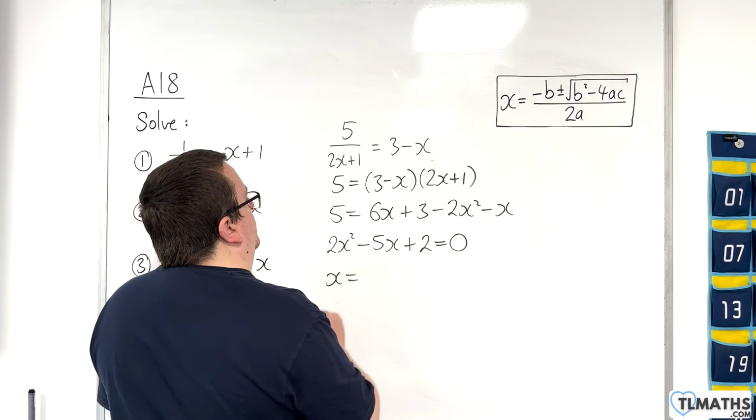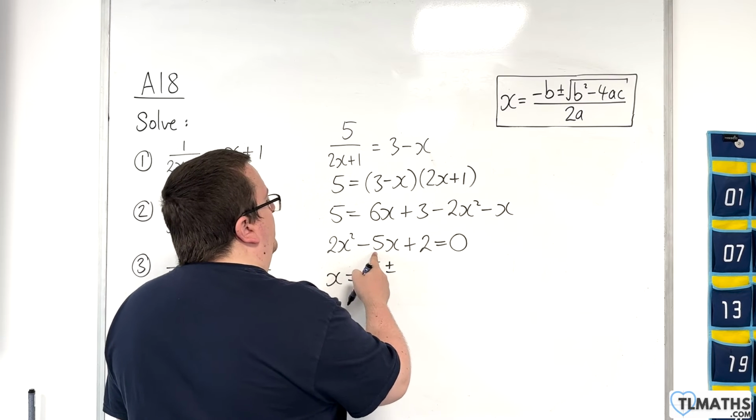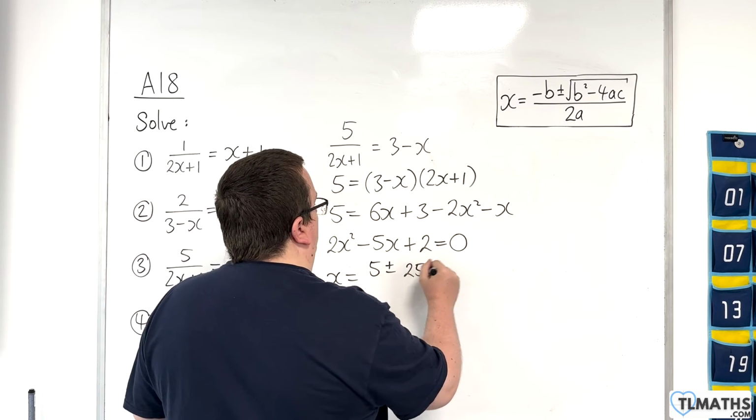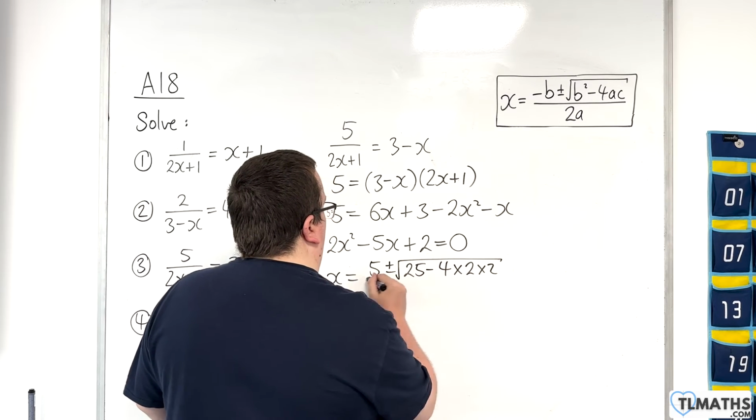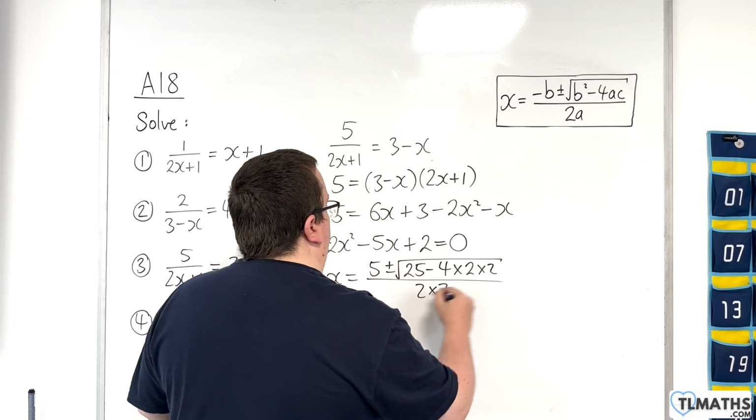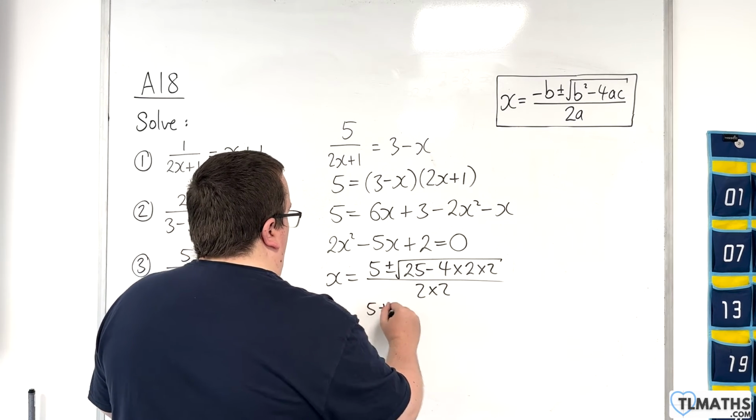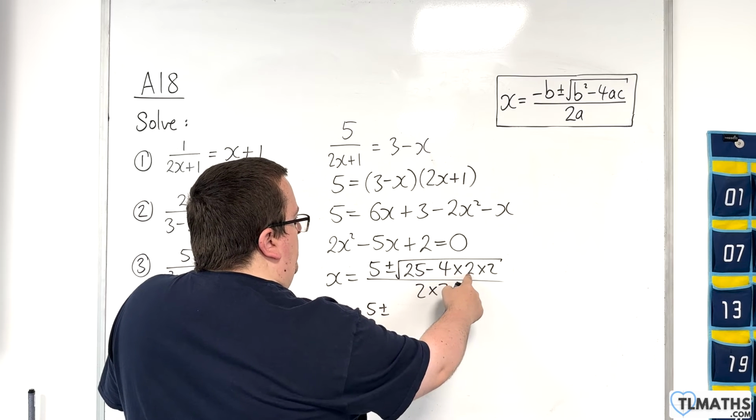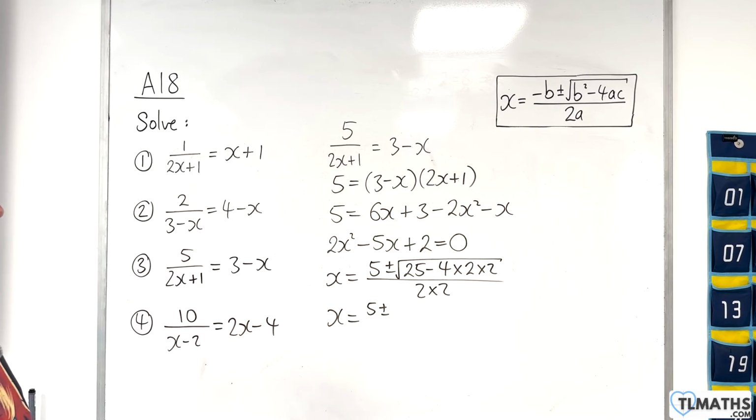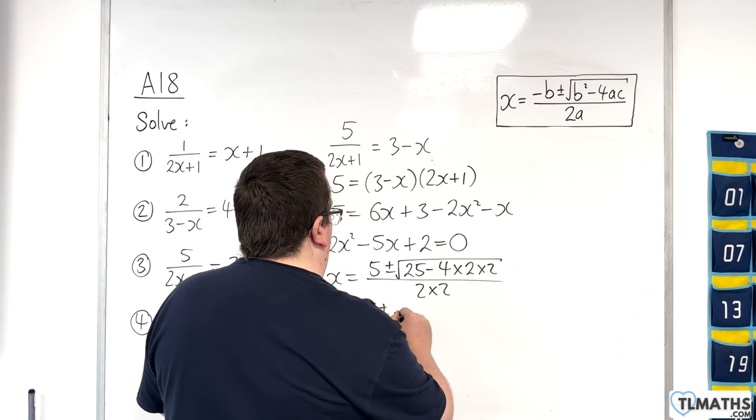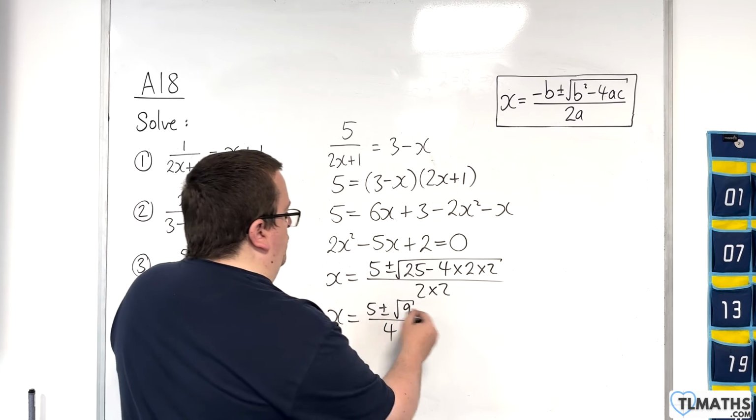So x is equal to minus b, so positive 5, plus or minus root of b squared, which is 25, take away 4 times 2 times 2, all over 2a, so 2 times 2. So 25, 4 times 2 is 8, times 2 is 16, so 25 take away 16 is 9. So root 9 over 4. So root 9 is, of course, 3.